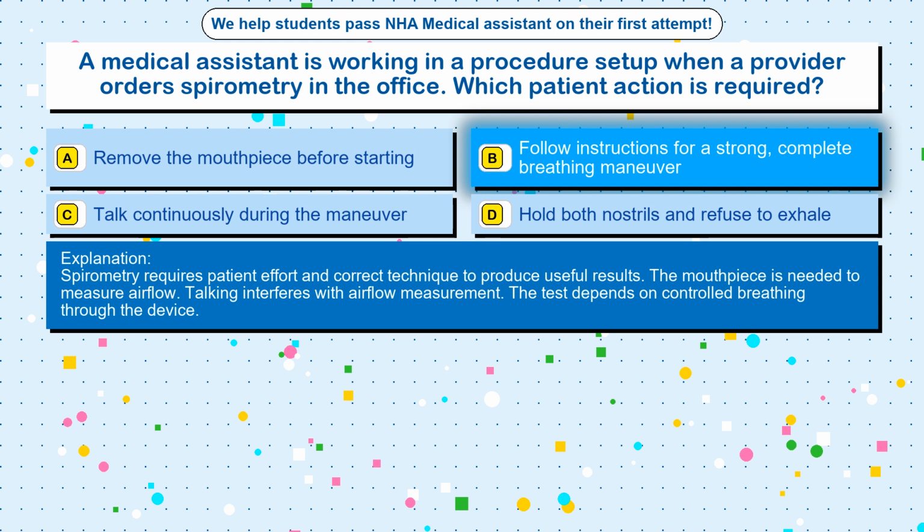Spirometry requires patient effort and correct technique to produce useful results. The mouthpiece is needed to measure airflow. Talking interferes with airflow measurement. The test depends on controlled breathing through the device.